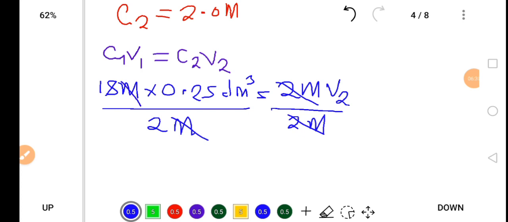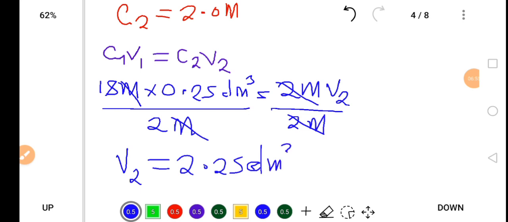When you use your calculator, you'll find that the value for V2 will be equal to 2.25 decimeter cubic. This is the way to go. This is very, very simple. We look at the next question.